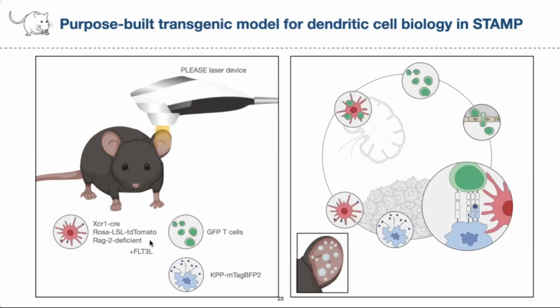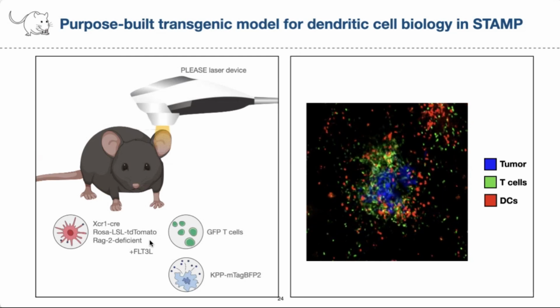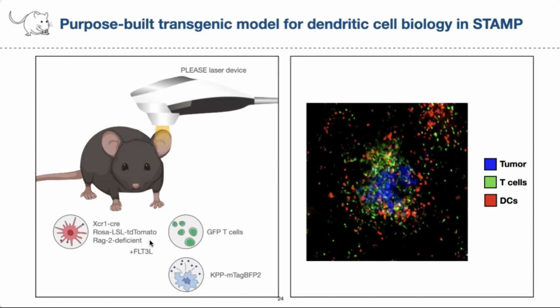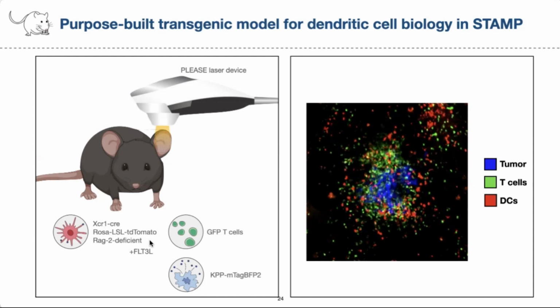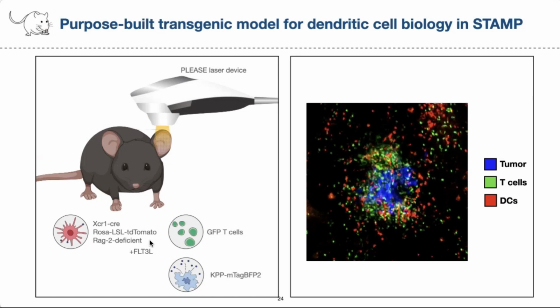And so with this approach, we can look at the role of dendritic cells in the tumor site and how they're interacting with T cells and with tumor cells. And we can do high resolution imaging to specifically look at the T cells and dendritic cells interacting within the tumor. And so this here is an example of one tumor lesion showing the T cells that have infiltrated and the dendritic cells which are also present.